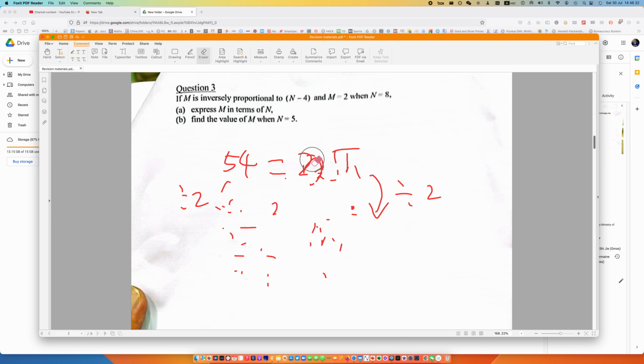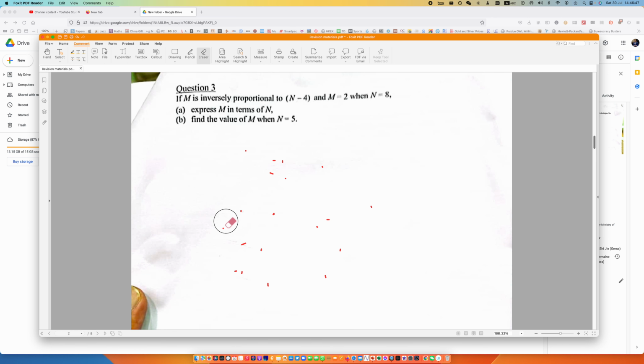How come the eraser doesn't work very well? Okay, next time I need to write properly.